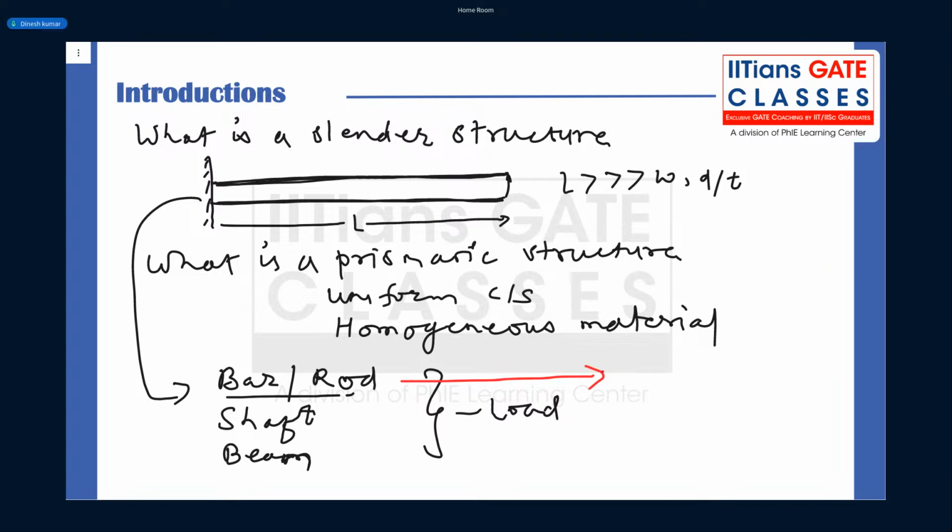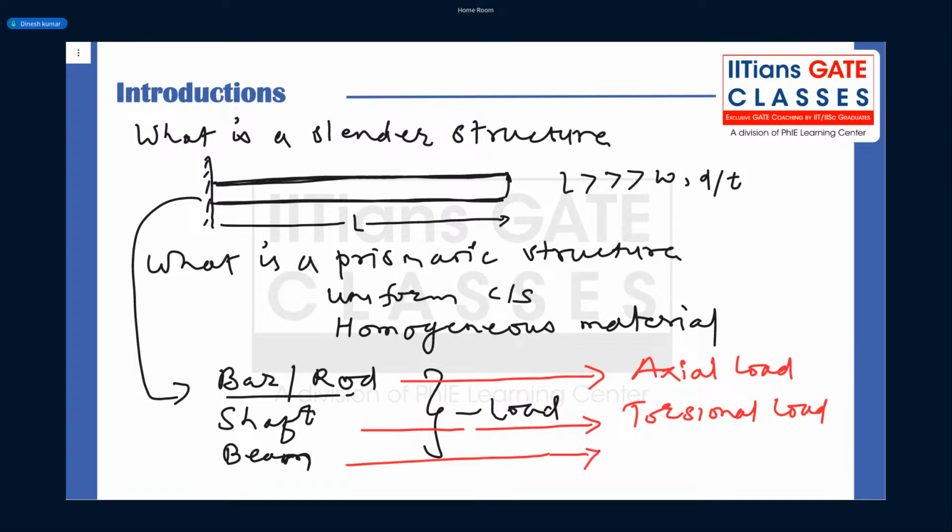Axial load. Yes, very good. In case of shaft, what kind of load do you apply? Twist or torque or torsional load. In case of beam, what kind of load do you apply?